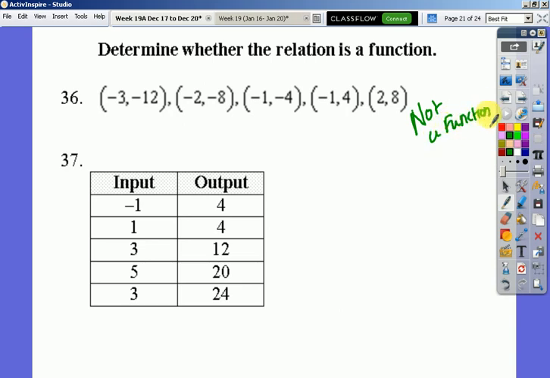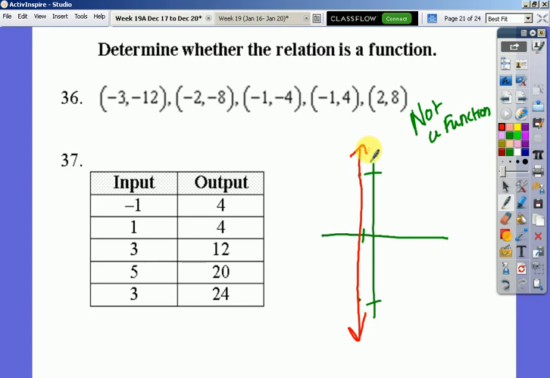Can't the x be paired twice? No, the x's cannot be paired twice. Well, if you think about a graph, if -1 is paired with +4 and -1 is paired with -4, and you draw a vertical line, it hits that and it hits that, right? Okay. What about 37? No.